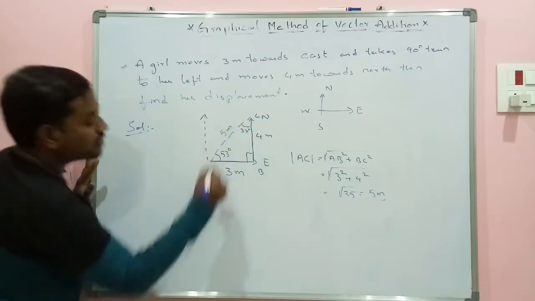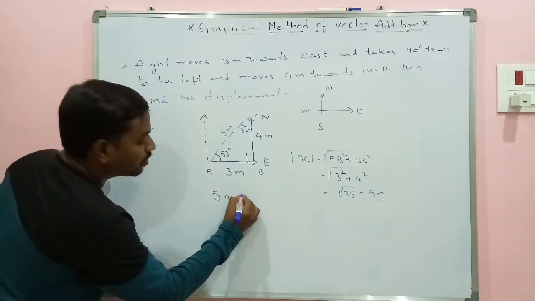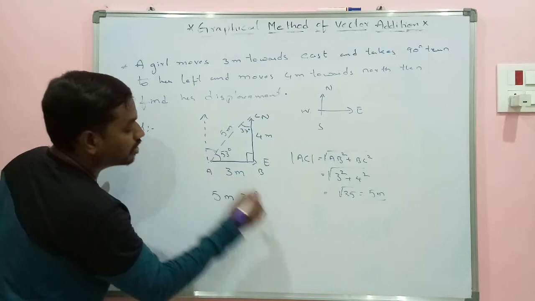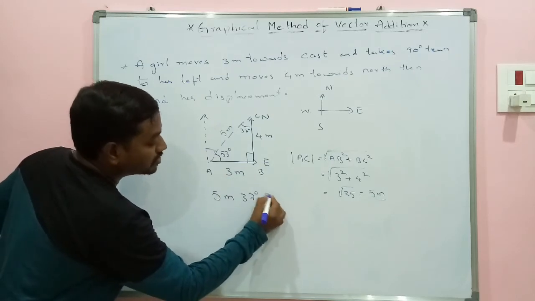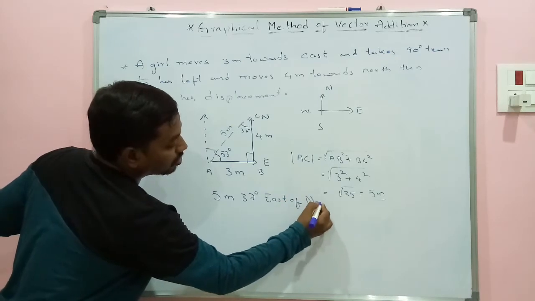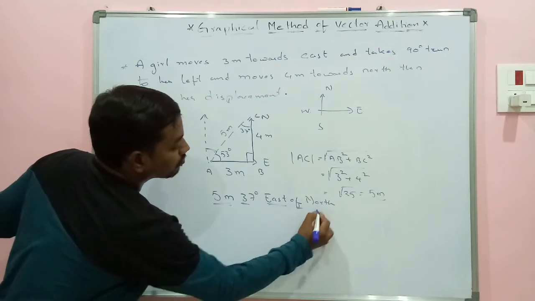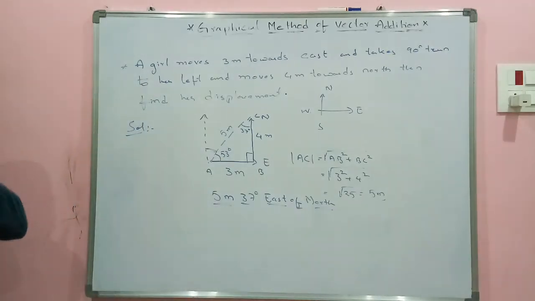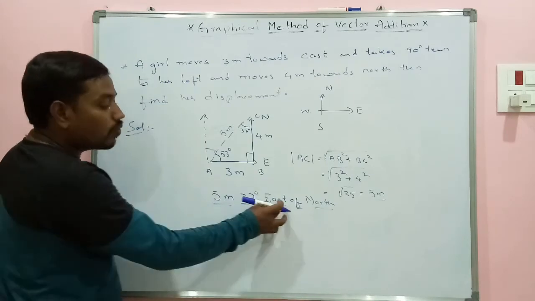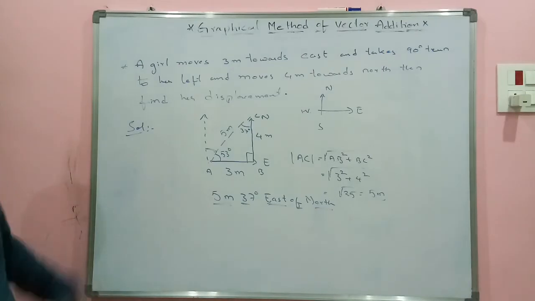So this is written as 5 meter displacement, 37 degrees. This angle will be 37 degrees east of north. Or I can write 5 meters, 53 degrees north of east. That will also be another answer. So this is the problem.